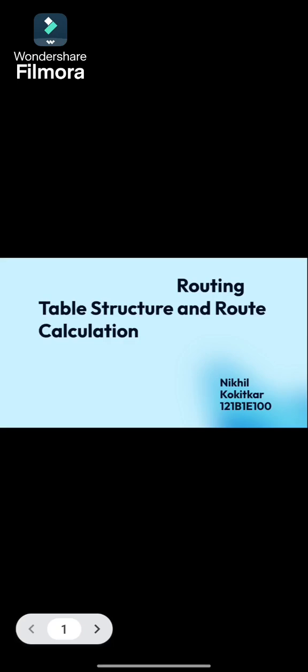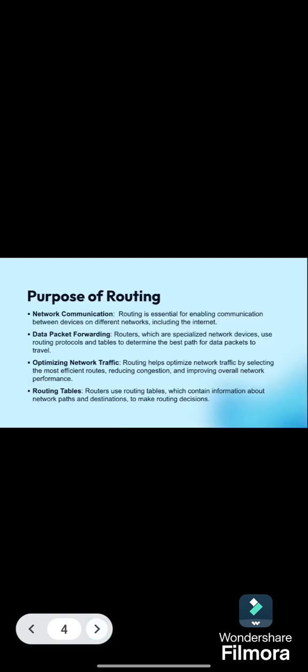My today's topic is routing table structure and route calculation. So first point is routing overview. What is routing? Routing is the process of selecting the best path for data to travel from a source device to a destination device across one or more networks. It involves forwarding data packets based on the destination IP address using routing tables and routing algorithms.